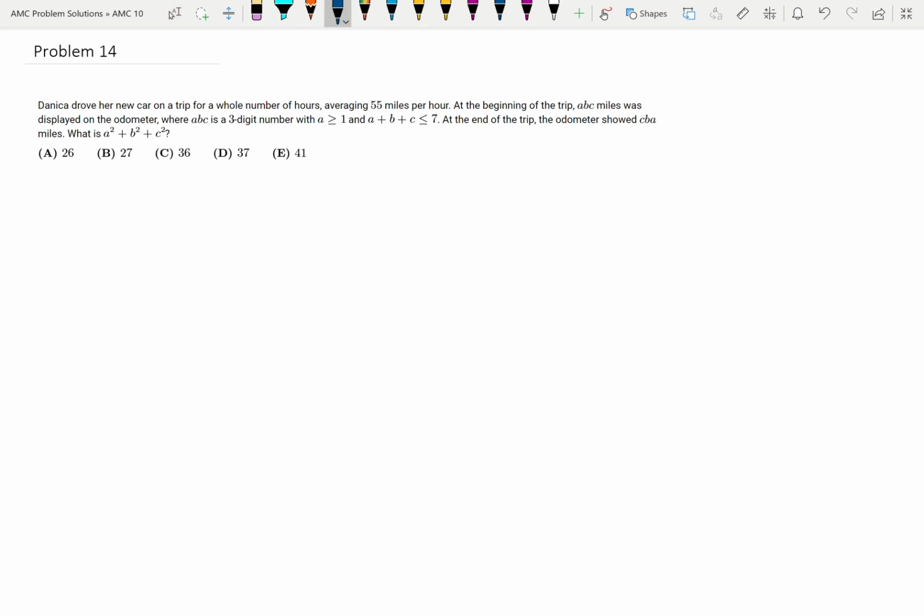I can start with the following equation. You start with ABC miles plus 55t, and I'm going to define t as the number of hours Danica drives, number of hours driven. That's going to be equal to CBA. We can have two cases.